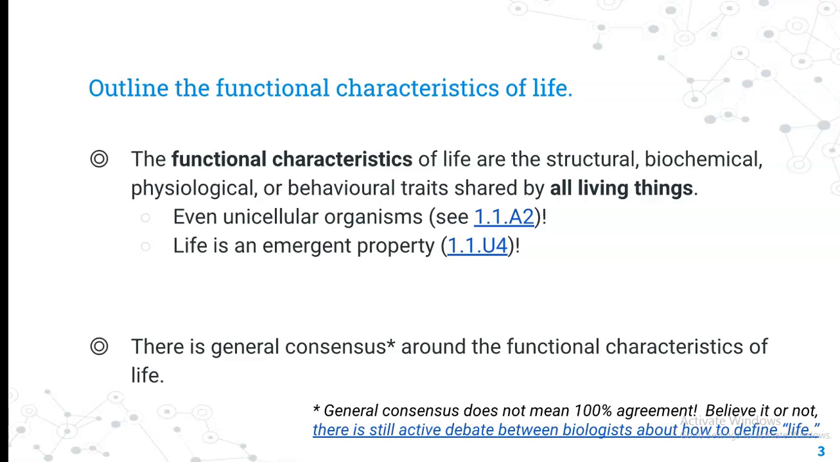There's a general consensus around the functional characteristics of life. This does not mean 100% agreement. Scientists still disagree on our definitions of life, and until we find other living things out in the universe, alien life, that we can vet our characteristics of life against, we can't be sure what the characteristics of life would be like for other aliens, but we do know that all life on Earth that we have encountered so far share these characteristics.